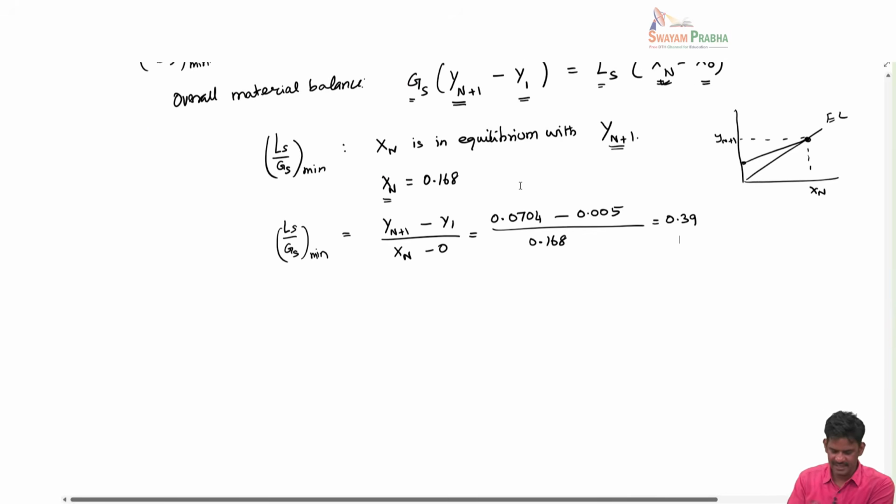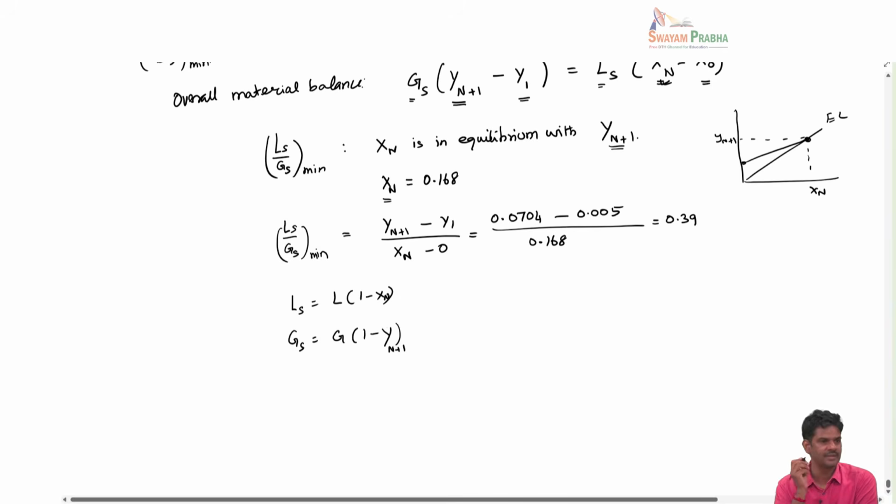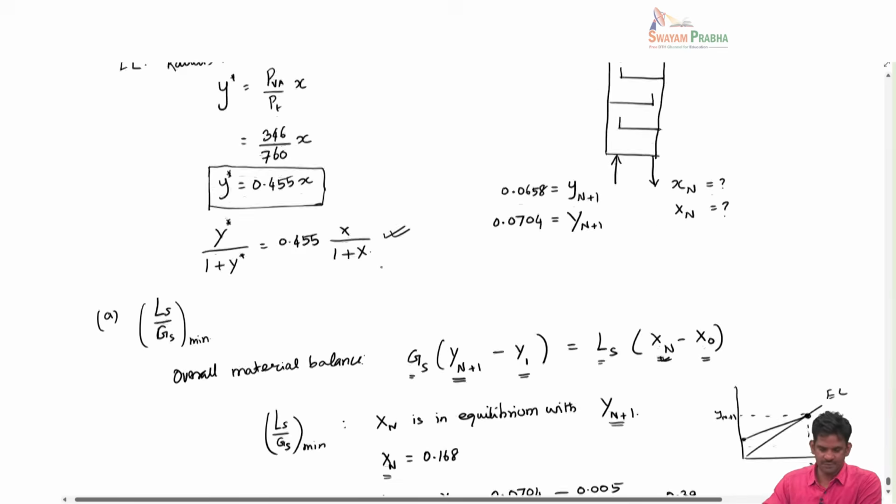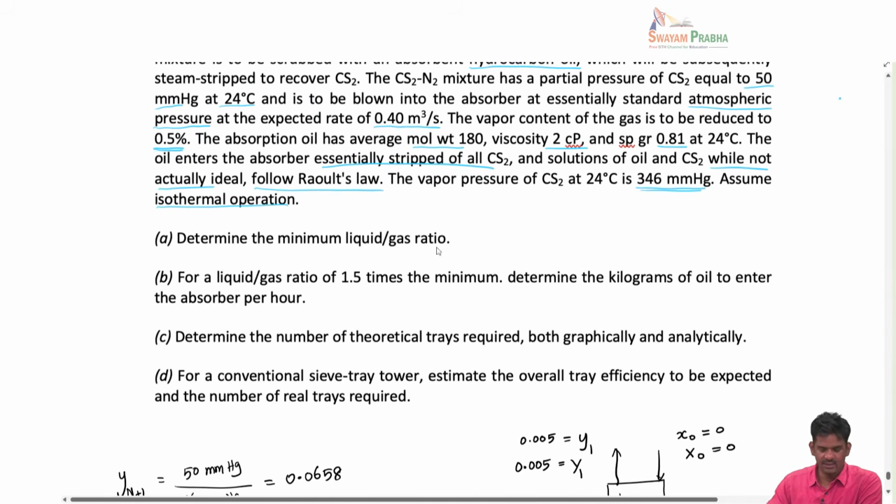Okay, so you know that Ls is nothing but L times (1 minus x), and Gs is G times (1 minus y). Okay, so I can say this is at the entry point, so this would be n plus 1 and this would be n, and we know these values. From here we can calculate L and G also. This also can be easily found. Okay, so right now we will keep it as Ls by Gs. So that pretty much answers the first part of the problem, that is the A.